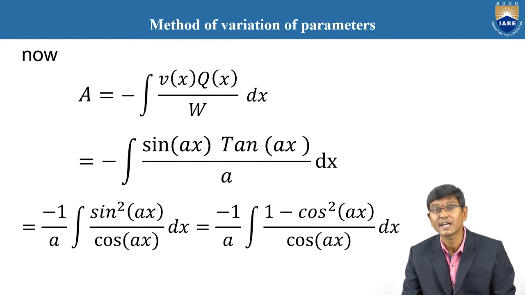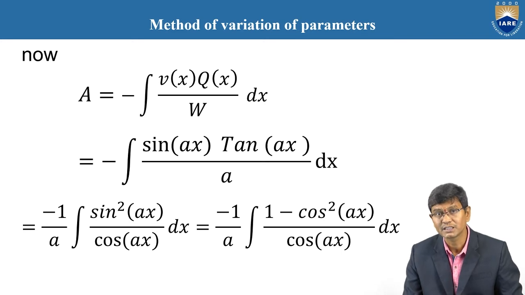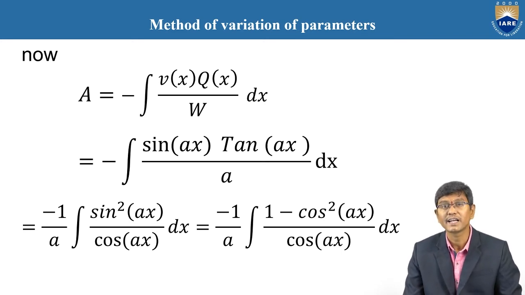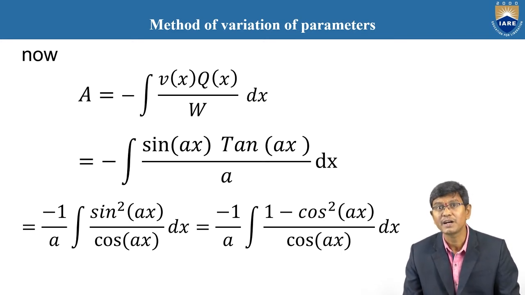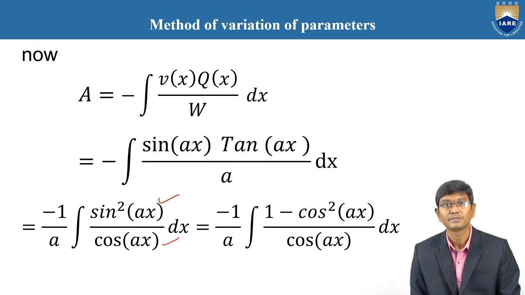The numerator is sin x into tan x. While solving here, we need to assume tan x is sin x by cos x. After considering sin x by cos x, the numerator is sin x into sin x, which is sin square x. The denominator is cos x into dx, equal to minus 1 by a.